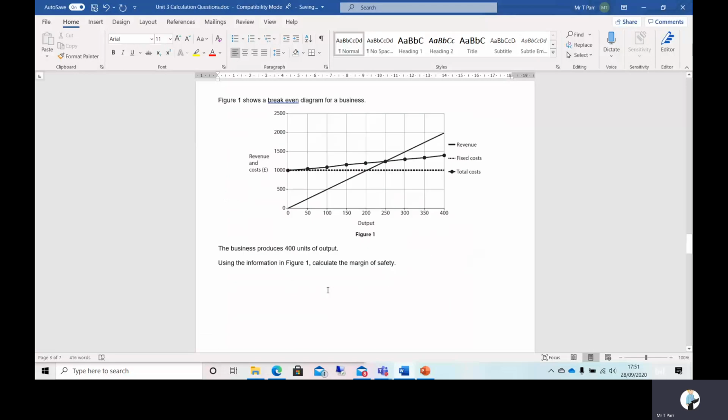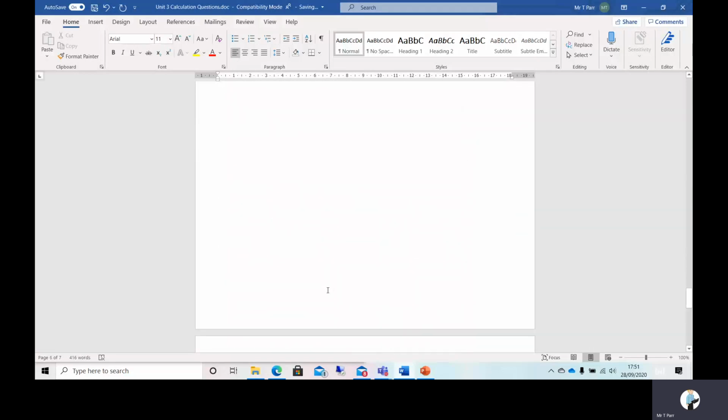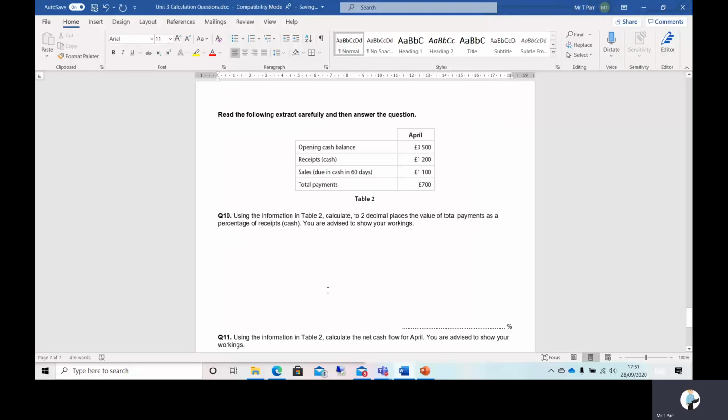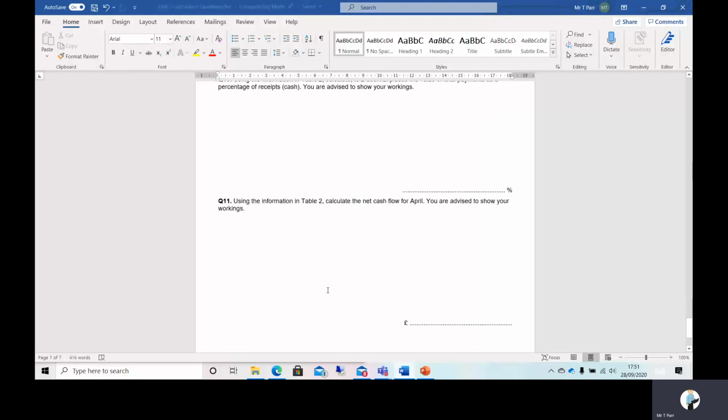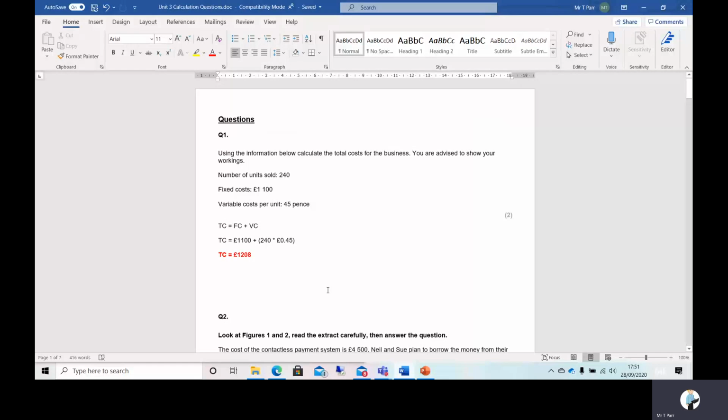That's a percentage. We'll come back to that. Margin of safety, we haven't done that yet. And cash flow, we haven't done that yet. So nice and easy. Revenue, costs, profit, that sort of thing. Let's go back to this.